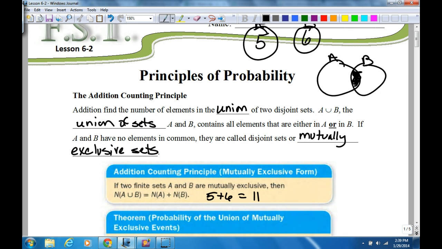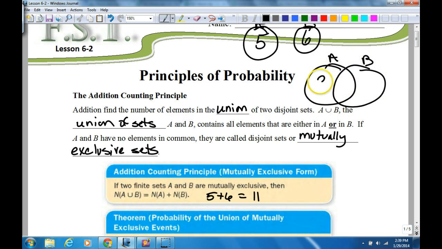Wait, so then if they have 5 and 6 in the other one? Good question. So, if I were trying to find the union of this set right here, and I'll get to you in a minute, Anton, hold on a second, I see your hand. Say I have 3, 2, and 5. My union of these two sets, I would just be adding the 3 numbers together, because 2 is already included in the entire thing of A here. So it would be 3 plus 2 plus 5.